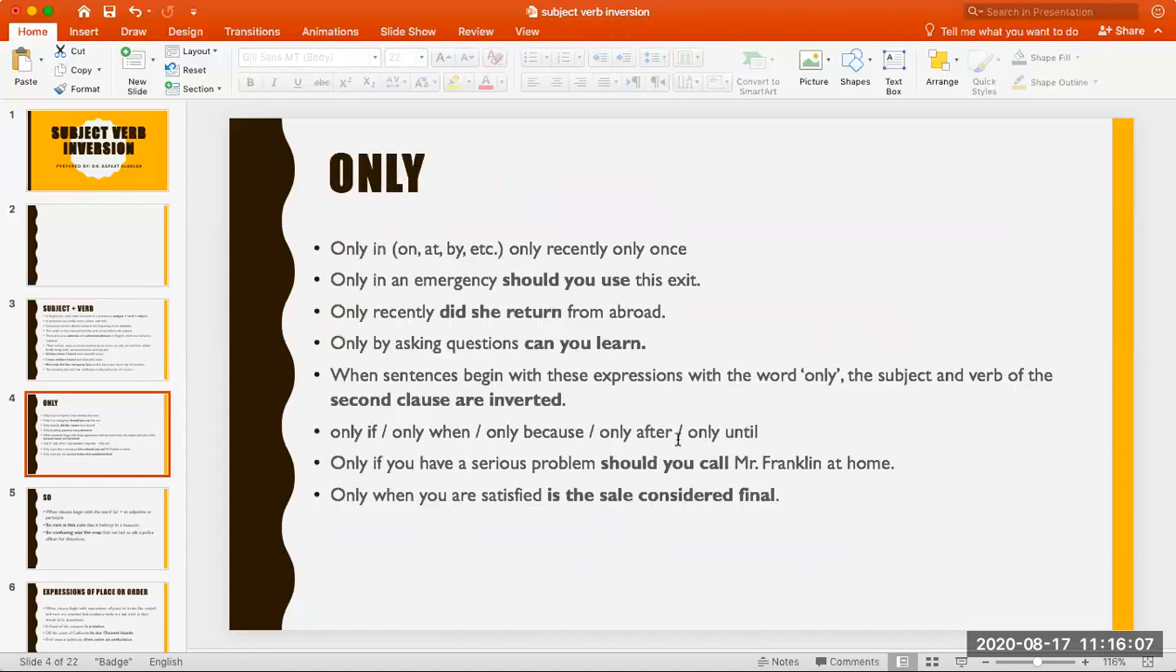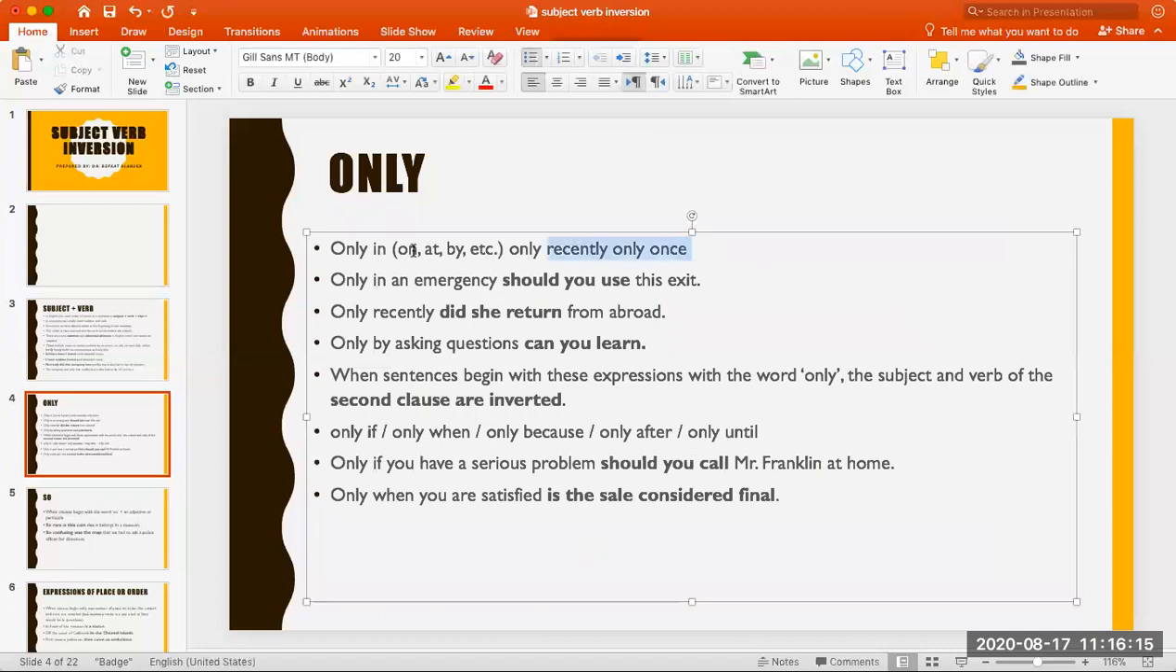With only, there is only in, only on, only by, only at, only recently, only once. All these expressions, if we begin the clauses with any of them, we invert the subject and the verb. Look at this. Only in an emergency should you use this exit. Look at the verb before the subject. Only recently did she return from abroad.